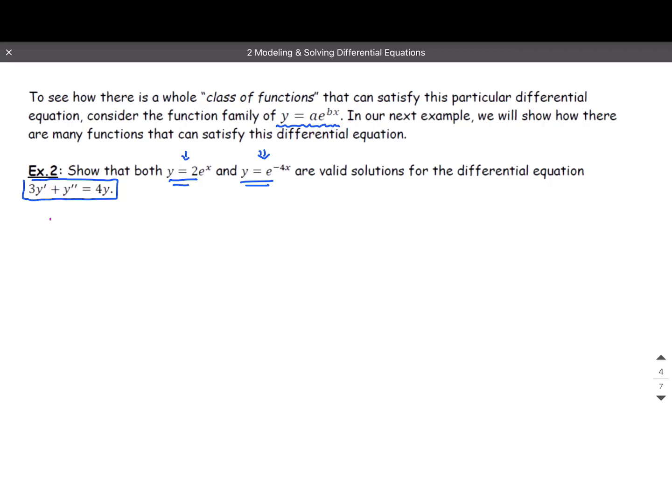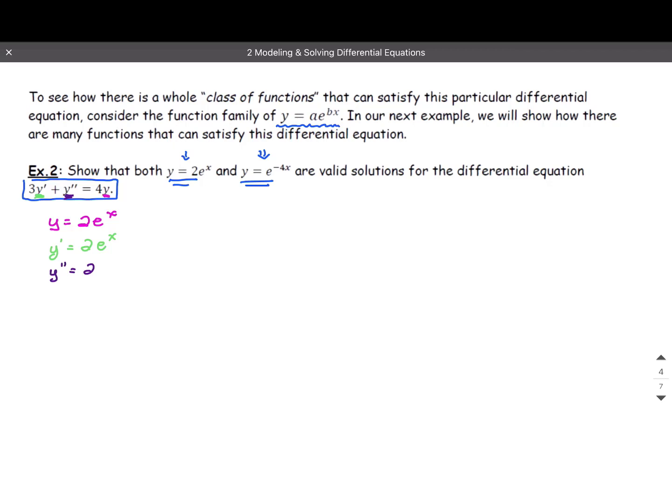So let's start with y equals 2e to the x. Now I noticed in my differential equation I need y, I also need y prime, and I need y double prime. Okay, so let's take y, and we know what y is. Now I need y prime, that's the derivative. Well, we keep the 2, and the derivative of e to the x is still e to the x. Now I need the second derivative.